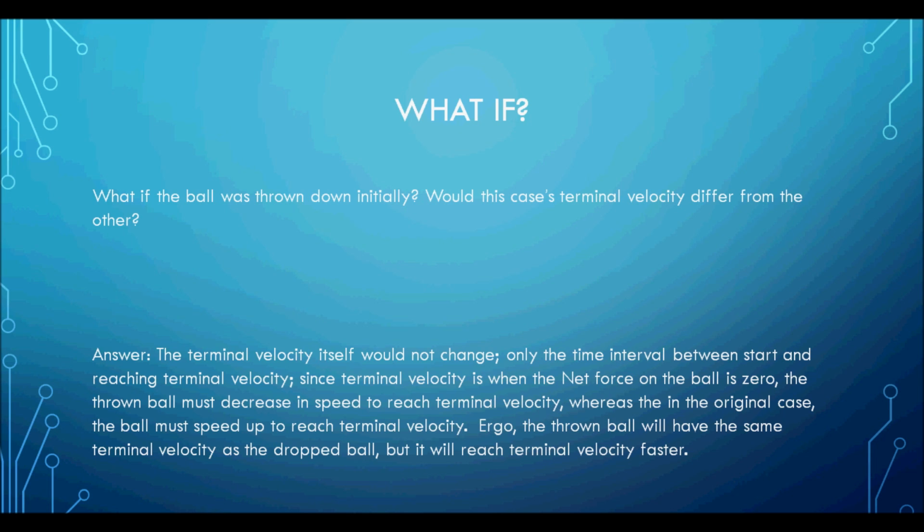When the ball was thrown, it already had an extra force acting on it. So in order to reach a net force of 0, it would have to slow down as the drag increased exponentially. As a result, the ball would reach terminal velocity faster when it was thrown than had it been dropped. The dropped ball would have to increase in speed in order to reach a net force of 0 and therefore terminal velocity.